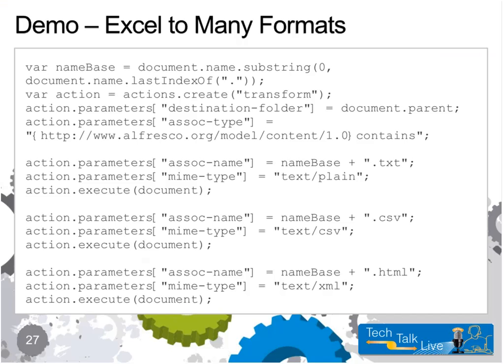Different demo, one for more business users than the video, is what we've got here. This little snippet of JavaScript is showing how to use the transformation action to turn an Excel file into plain text, which is what gets used for indexing, turn it into a CSV, which can be handy for passing off to a lot of legacy style systems, and also generate an HTML for web preview. So what I've done is I've put this script into the data dictionary, and then I've set up a rule in Share to fire that off.